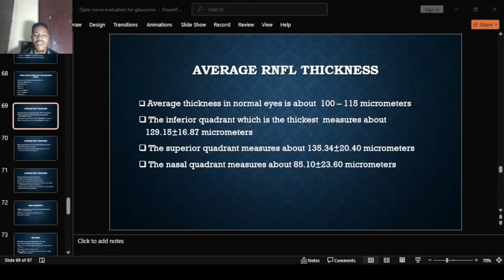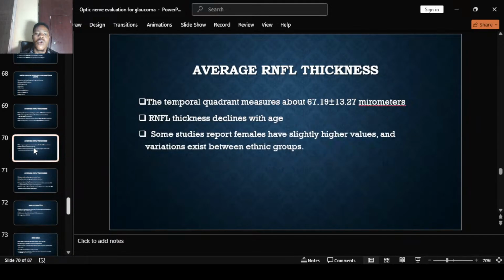Having said that, let us look at the next point, which is the average retinal nerve fiber layer thickness. The temporal quadrant measures about 67.19 plus or minus 13.25 micrometers, and the retinal nerve fiber layer thickness declines with age. As the patient begins to age, it is expected that the nerve fiber layer will reduce. Also, some studies report that females have slightly higher values than men, and there are variations among ethnic groups.